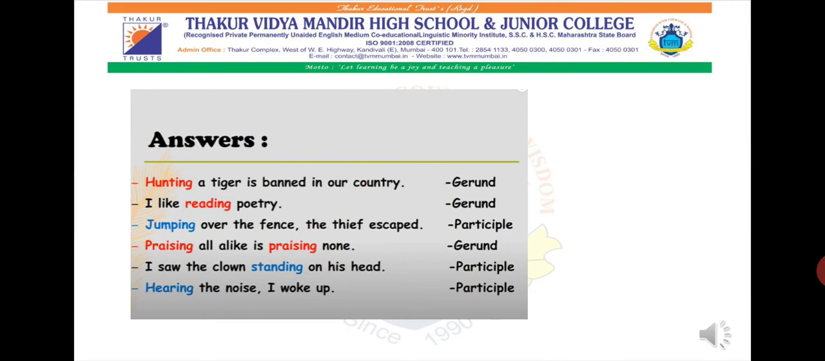Jumping over the fence, the thief escaped. Now this is very easy to identify. In this sentence, we see some ongoing action taking place. Okay, the thief escaped because he jumped over the fence. We see that in that particular sentence there is some action taking place, and therefore that particular sentence is a participle.